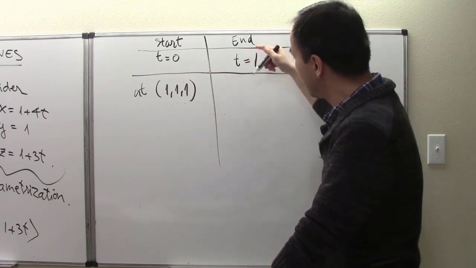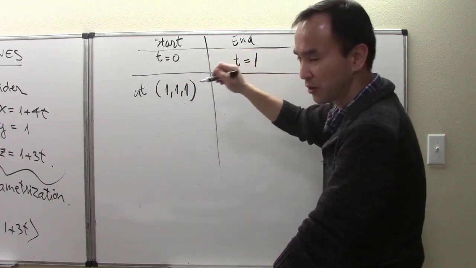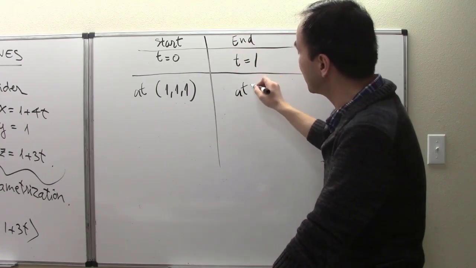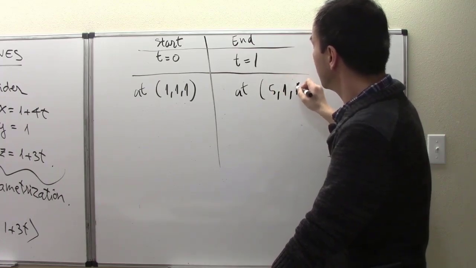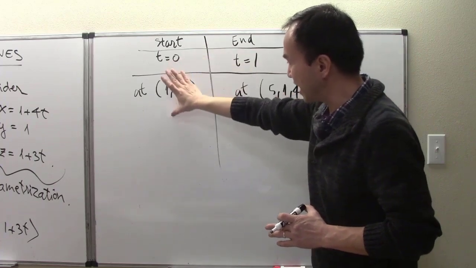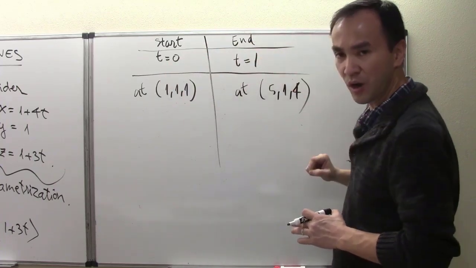And then when we're ending there, then of course at any other t value between 0 and 1, we have a point on that line between the 2 points. But now the point changes to (5, 1, 4). Okay. And so when we're starting with t equals 0, we're at that point. When we're ending with t equals 1, we're at the point (5, 1, 4).